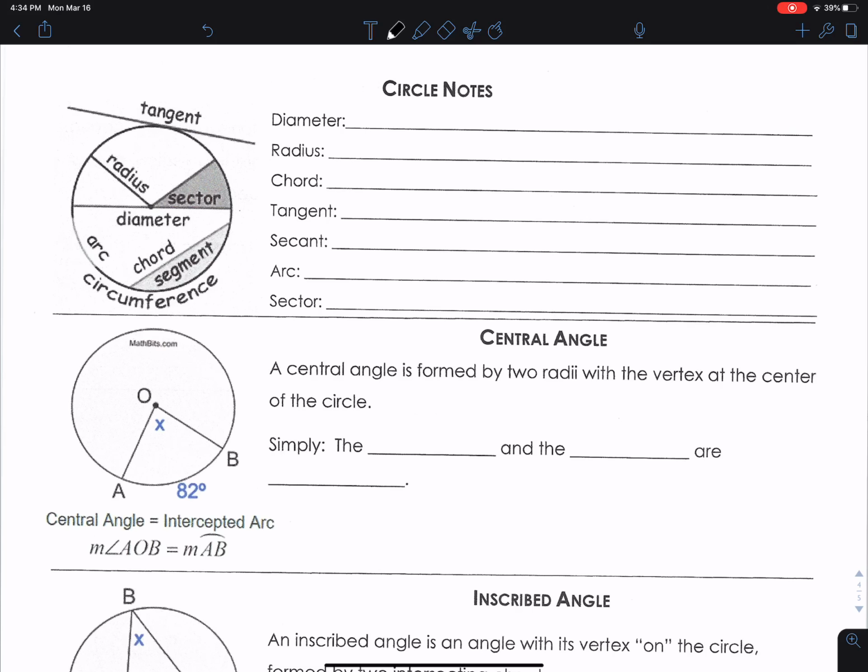Okay guys, this lesson is on circles, like we have been learning about, but we're going to fill out these circle notes. These are on the class website. If you will please print them out and glue them into your notebook.